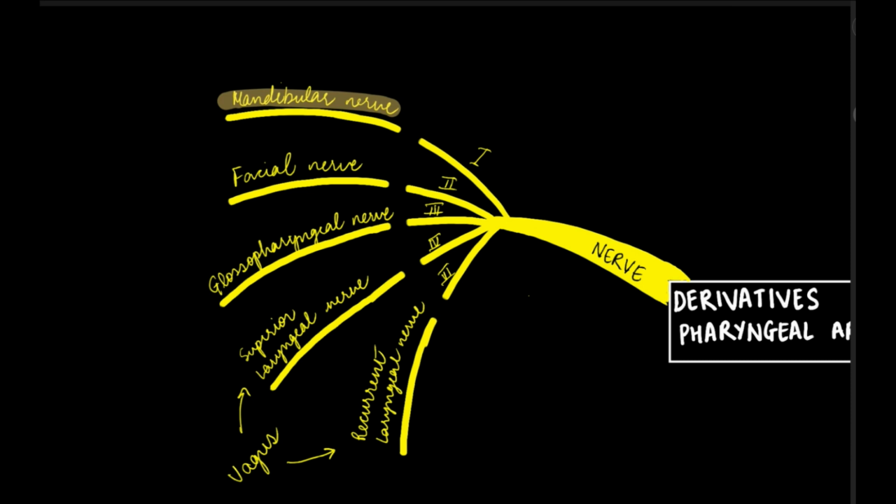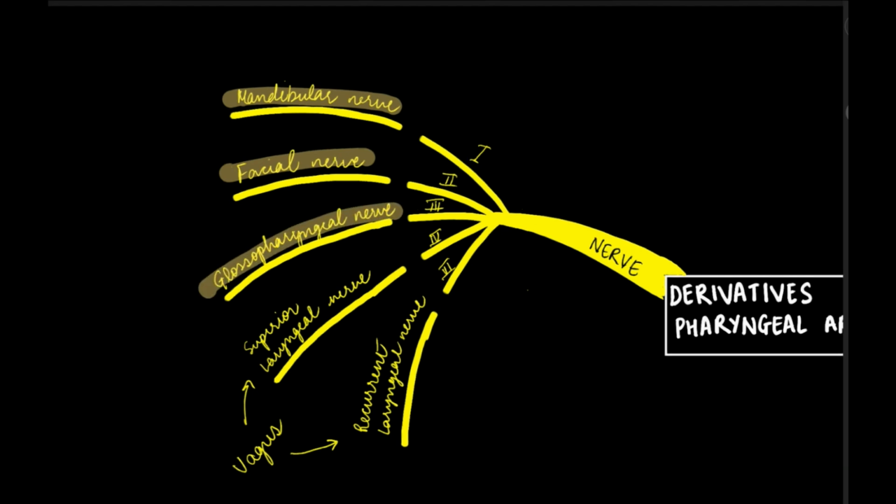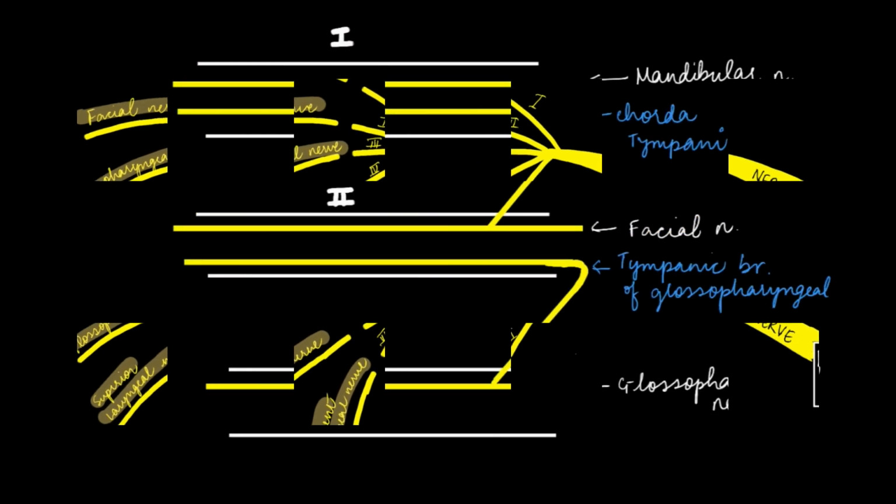The second pharyngeal arch is supplied by the facial nerve. The third pharyngeal arch is supplied by the glossopharyngeal nerve. The fourth and the sixth pharyngeal arches are supplied by the vagus nerve. The vagus gives two branches, that is the superior laryngeal nerve which supplies the fourth arch and the recurrent laryngeal nerve that supplies the sixth arch. These are the post-trematic branches of the respective pharyngeal arches.